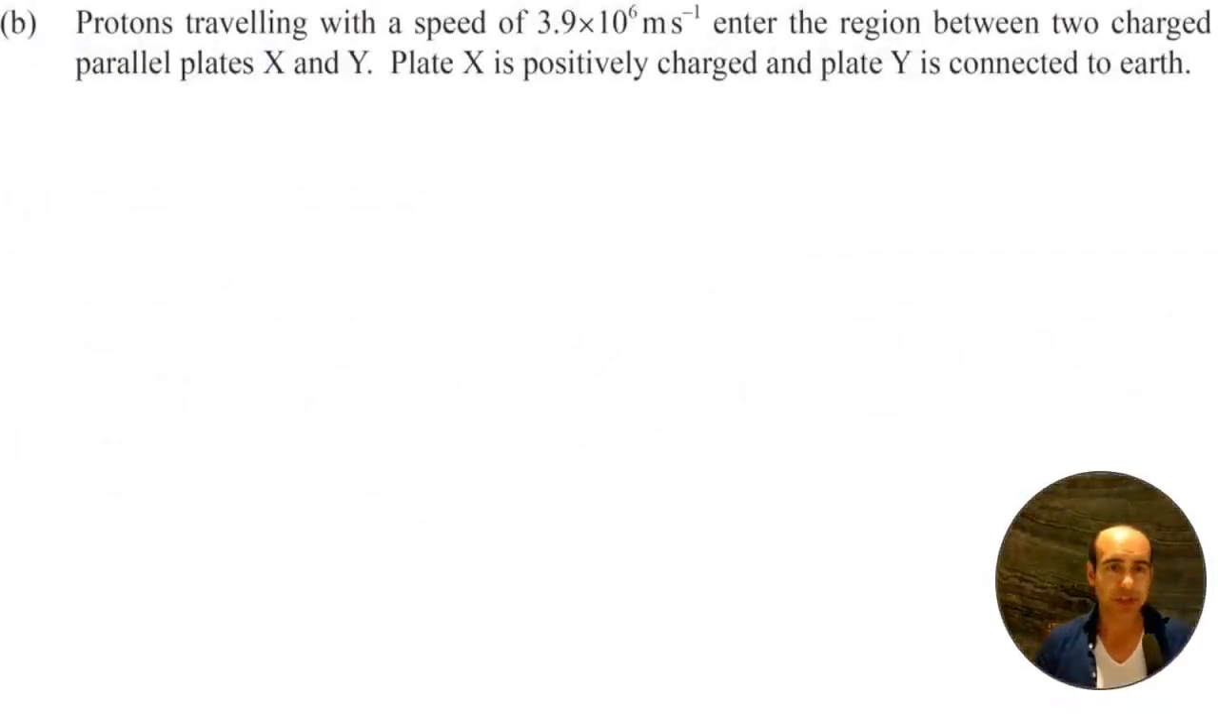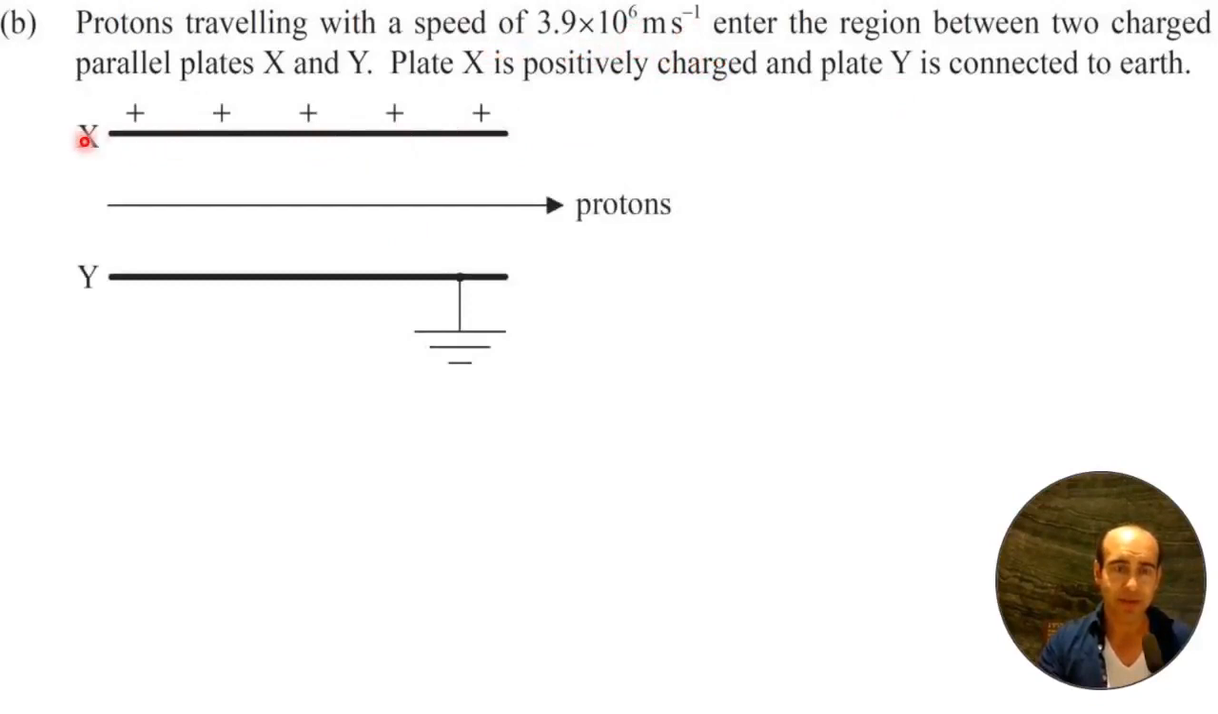Now, this next question has more of a quantitative approach to the situation here. We've got protons traveling with a very fast velocity, 3.9 times 10 to the 6th meters per second, into a region between two charged parallel plates, X and Y. So this would be causing an electric field, since we have a fully positive plate at the top. Plate Y is grounded to the bottom. That means it'll have no charge whatsoever. So it's a pretty simple situation.